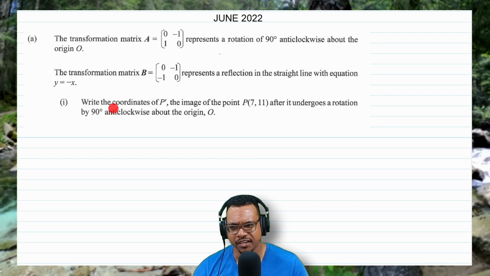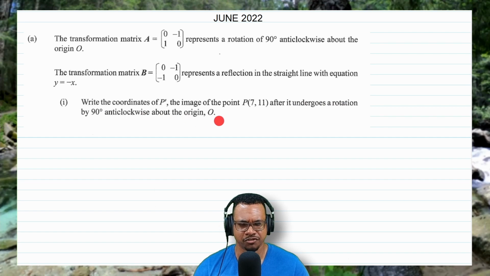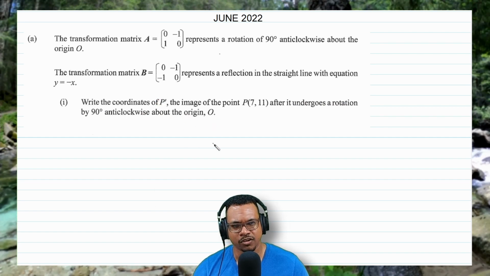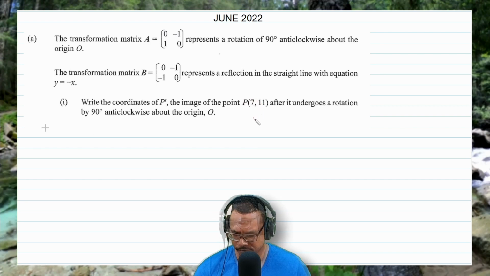So for part 1, we want to write the coordinates of P prime, which is the image of the point P, 7, 11, after it undergoes a rotation of 90 degrees anticlockwise about the origin. So that's this transformation matrix we're going to be using here, because this represents a rotation of 90 degrees anticlockwise about the origin. You know the general structure of this is you take the transformation matrix multiplied by the object coordinates, and you would get the image coordinates.